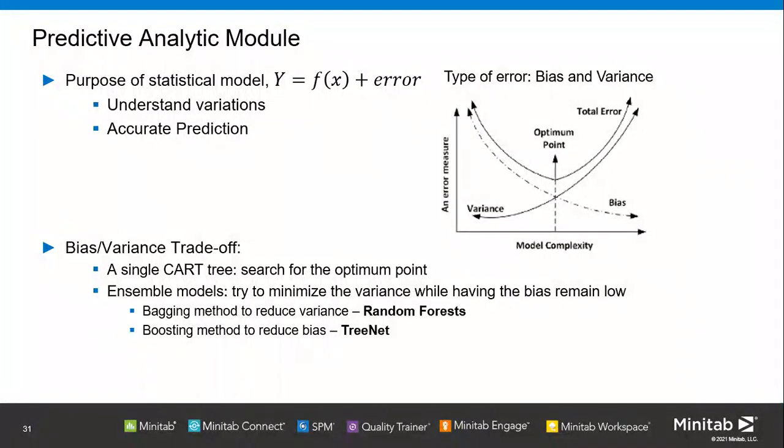But to get multiple trees, we have some methods. We call one the bagging method, which is for random forest, and then we have a boosting method for TreeNet. So they are different methods to come up with multiple trees, not the same method. So it's not so okay to compare them with each other, because they come out with different methods to give you multiple trees.